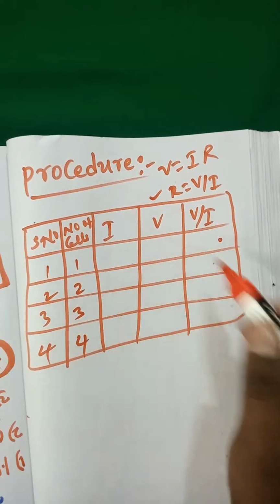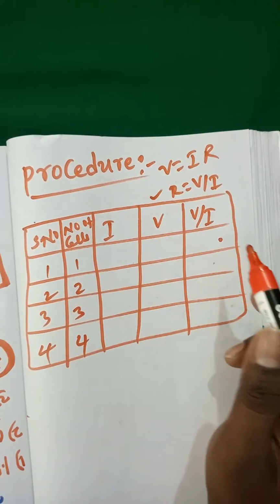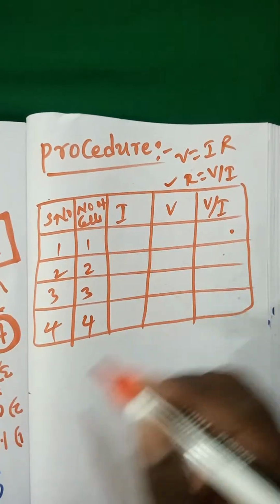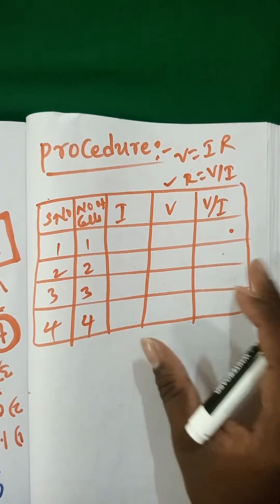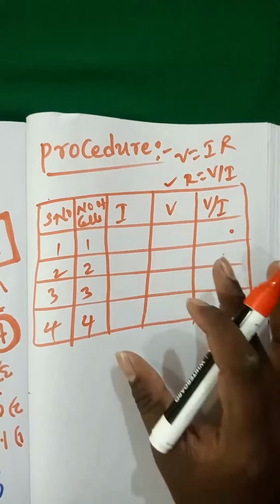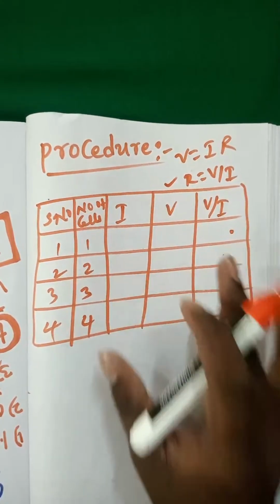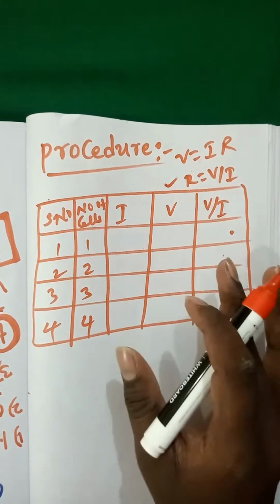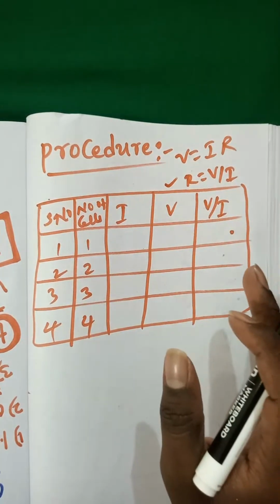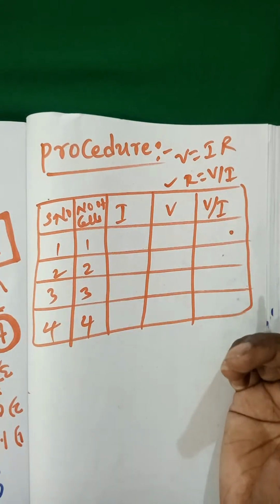So you no need to fill this table. In the board exam, you no need to fill this table. Just leave it like this. Just draw this table as it is, however it is there, and leave it. Okay, they will only give the marks.